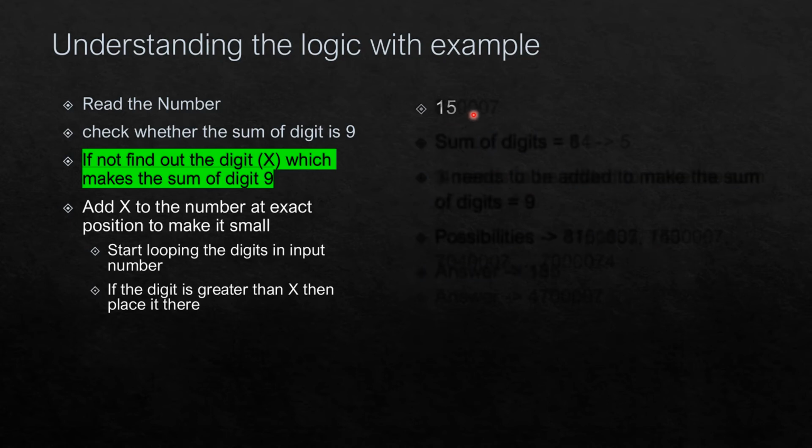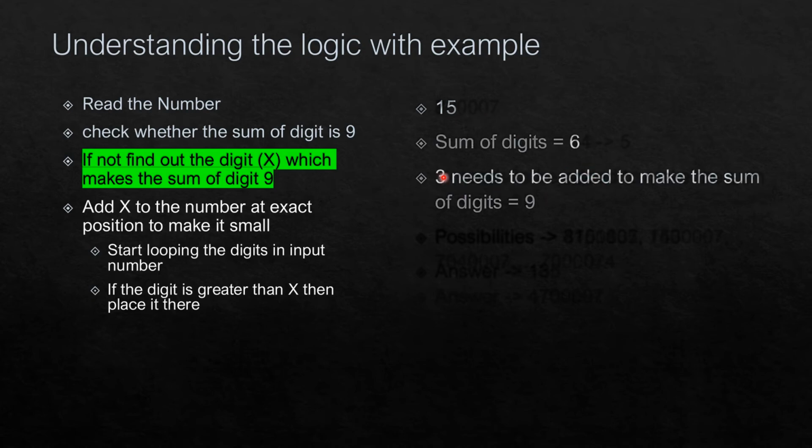Let's consider one more example. So you have 15. So 1 plus 5 is equal to 6. So the sum is equal to 6, and you need to add 3, because 9 minus 6 is equal to 3. So 3 needs to be added to make the sum equal to 9. And the possibilities are these.